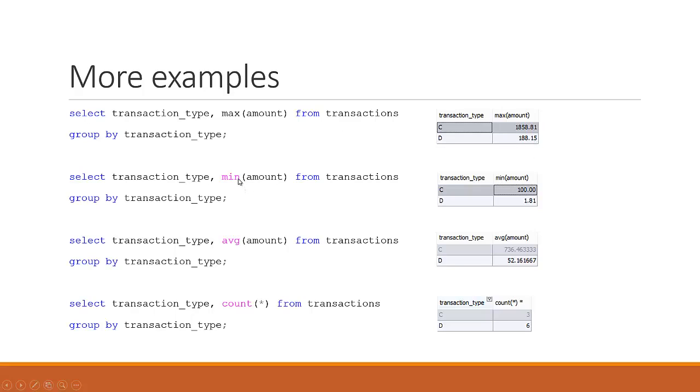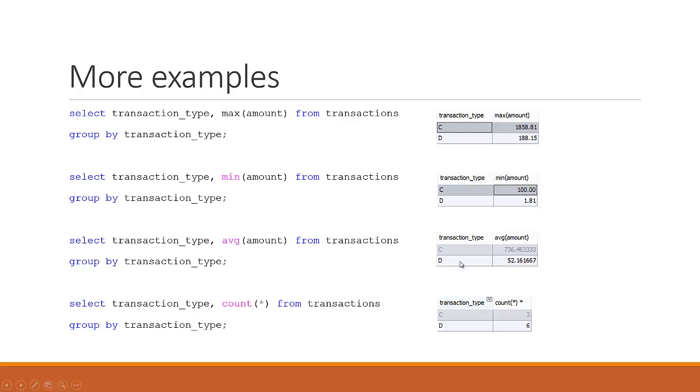Okay, same thing goes for the min. Same rules apply. We group the data first into 3 and 6, depending on what transaction types there are. Again, in our example, there's 3 credits and 6 debits. And we look at the minimum amount for each of those buckets. So in the credit bucket, the minimum was $100, and the max was $1,800. And for the debits, the minimum was $1.81, and the maximum was $188. Sound good? Sound easy? Sound reasonable? Hopefully it does.